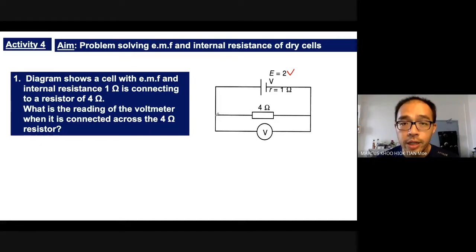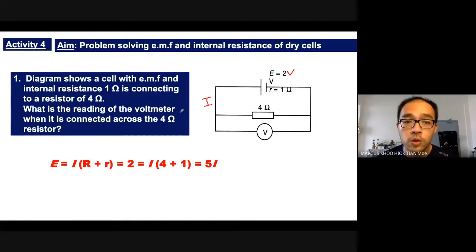Okay, the reading across, we first have to find out what is the current flow. So when we use this, since we don't have the V, we use the alternative one. Or if you want, you can use the method that I taught in the video yesterday lah, which is E equals to V plus the V drop. Yeah, the V drop. Okay, you can count each separately and then after that you can put it together. But if you don't want, you can use this formula, E equals to I(R plus r).